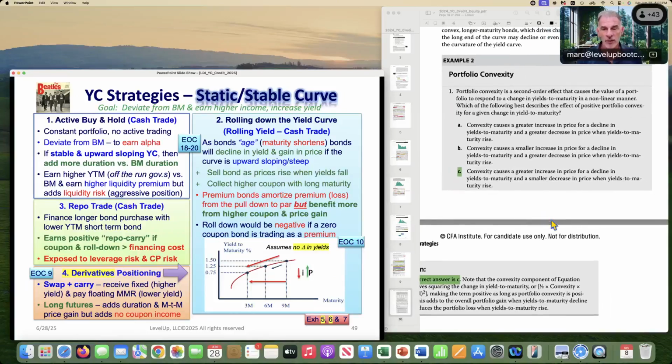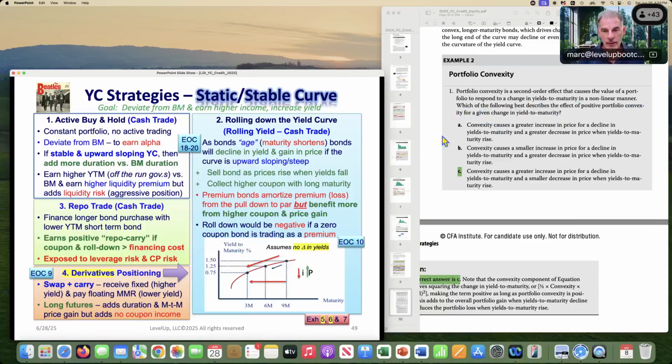Blue box 2 says, portfolio convexity is a second order effect that causes the value of a portfolio to respond to a change in yields in a nonlinear manner. Which of the following best describes the effect of positive portfolio convexity for a given change in yields?